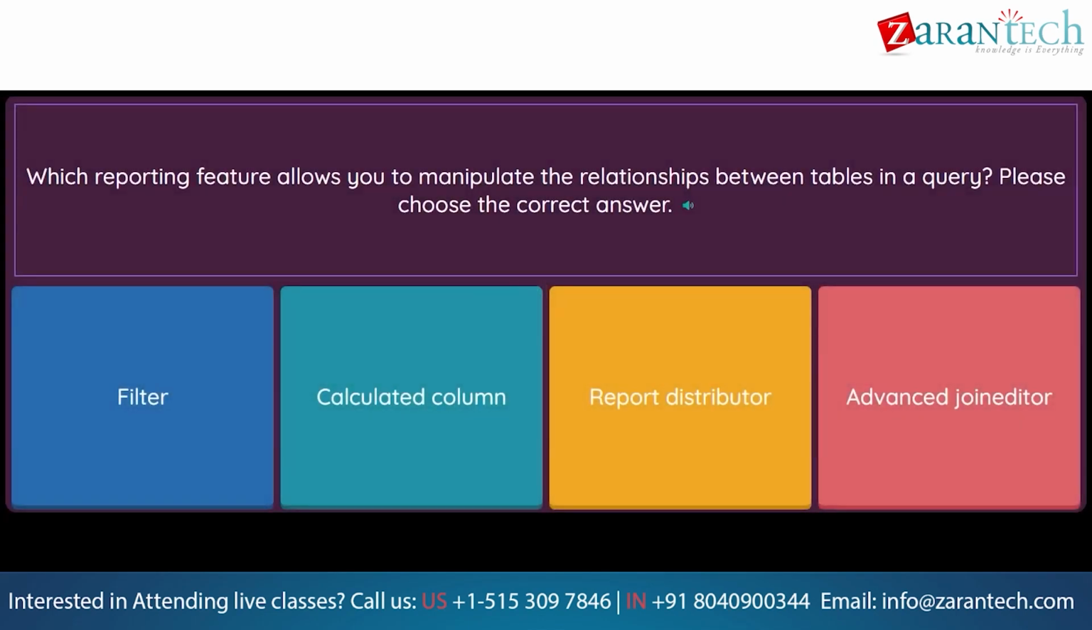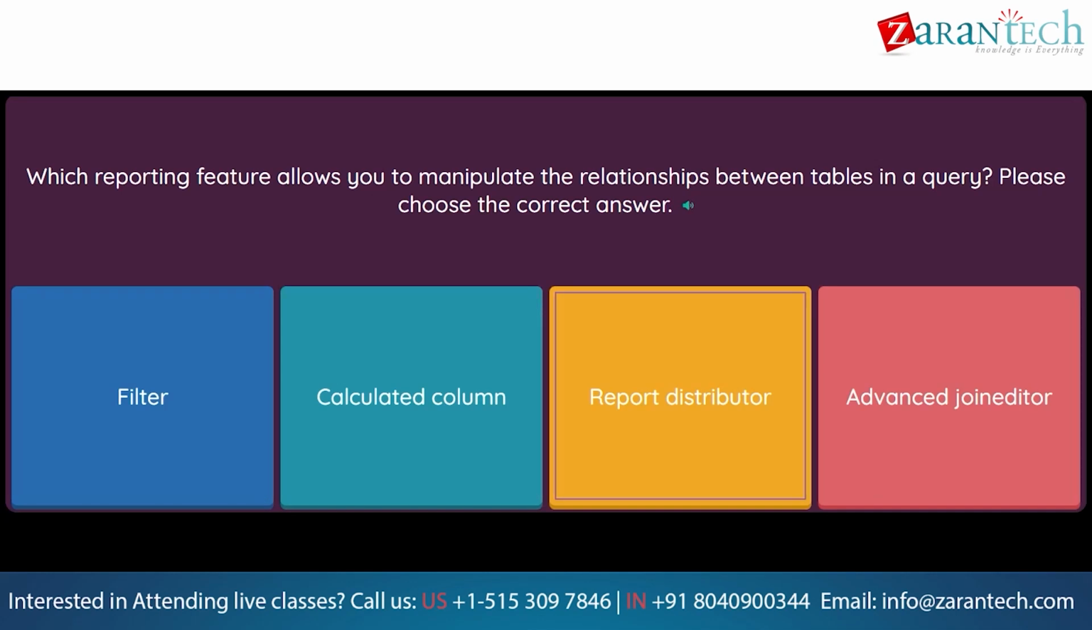Question: which reporting feature allows you to manipulate the relationships between tables in a query? Please choose the correct answer. Option 1, filter. Option 2, calculated column. Option 3, report distributor. Option 4, advanced join editor.